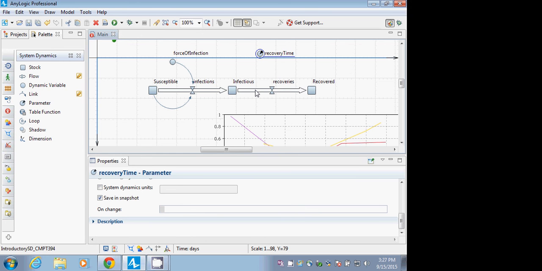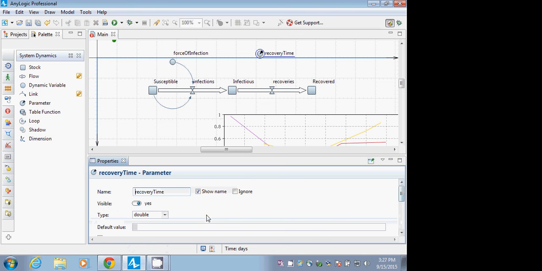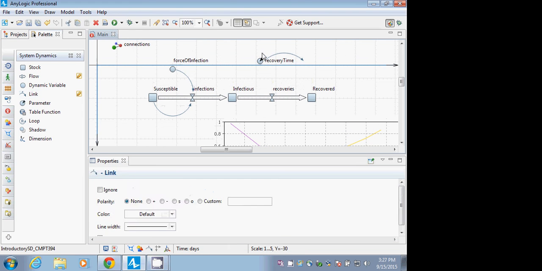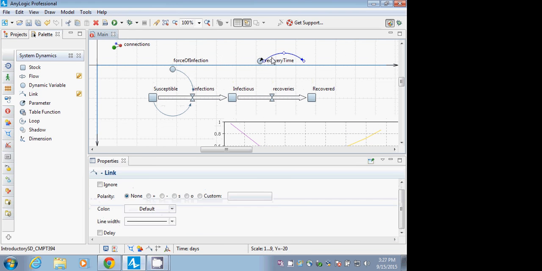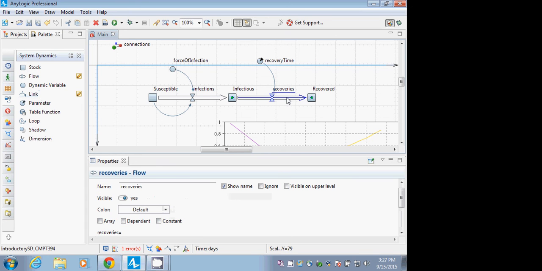Now, you could call it something else. You could call it mean time with infection. You could call it mean time to recovery. And those wouldn't be bad things to call it. It might be a little bit better. But I'll leave it at recovery time because many of you have typed it already. I'd like you to now connect that up to recoveries.